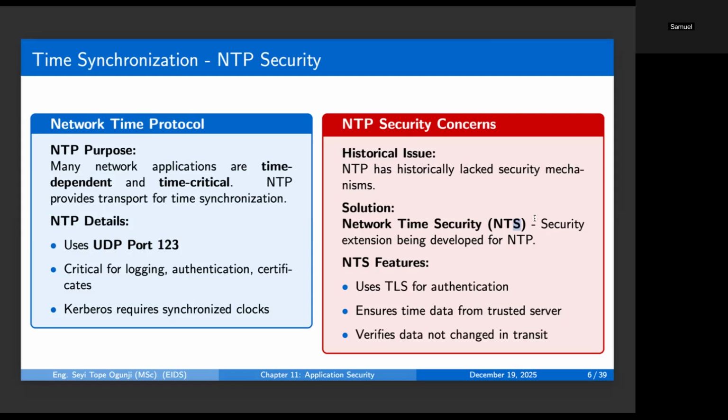Number one, it uses TLS, that's transport layer security. It's an encryption method to verify the time server is real. This is used for verification of times in the server. Then it also makes sure that no one changed the time data while it was traveling. So at transit points, the time data cannot be modified. So it uses TLS for authentication, ensures time data comes from a trusted server, and verifies data is not changed in transit.